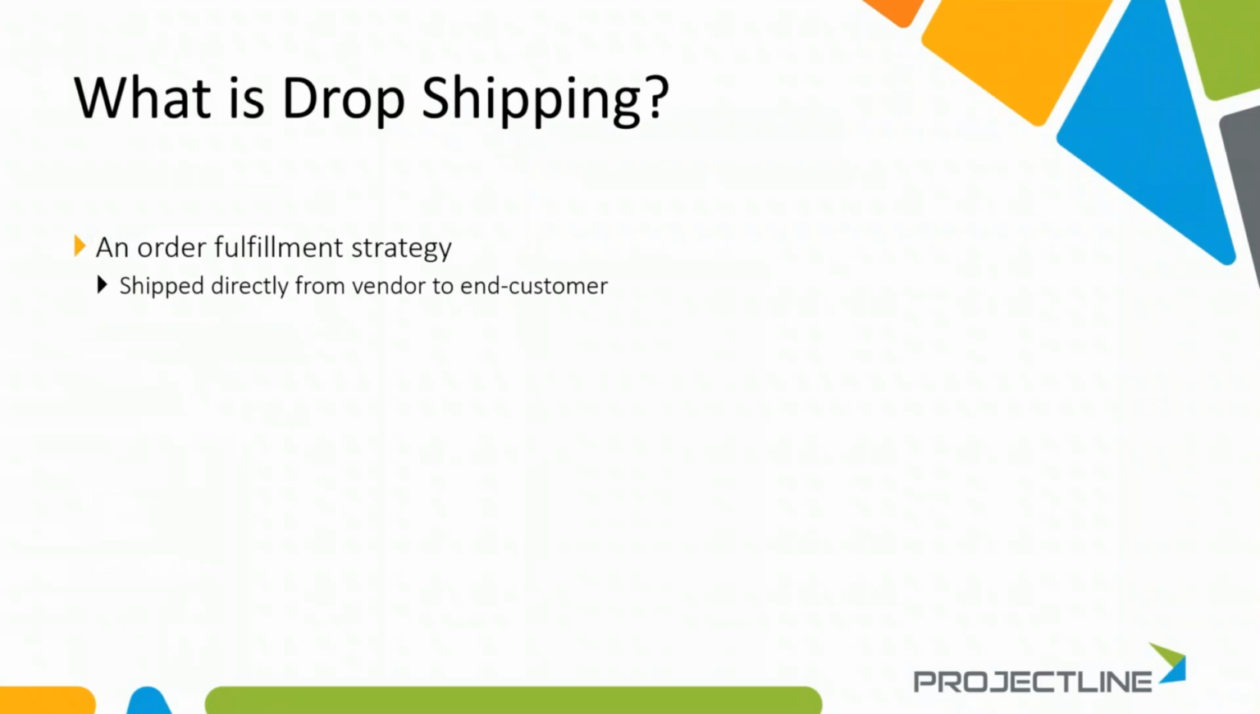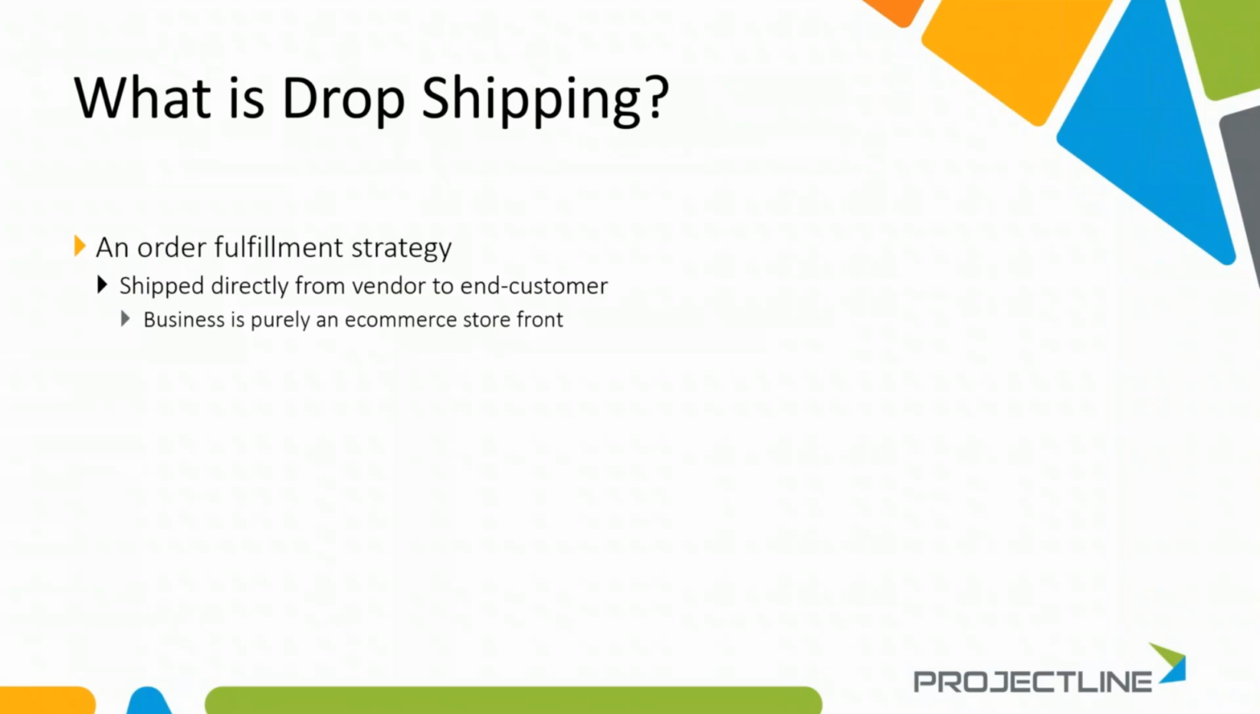So what exactly is drop shipping? It's really just an order fulfillment strategy where products don't need to be inventoried within your warehouse. Instead, when an item is sold, it is purchased and shipped directly from the vendor or manufacturer to the end customer. So what are some examples? Why would a business use it?